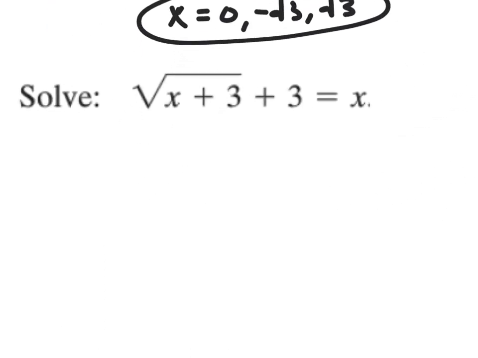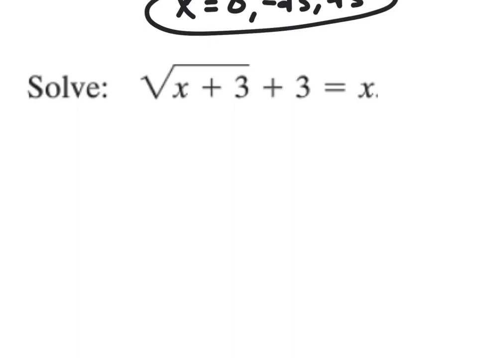Okay, these problems get a little tricky, and these are a little bit more complex than the one that I had above. So the square root of x plus 3 is my radical. I want to isolate this radical. So what I'm going to do is first subtract 3 from both sides, okay?